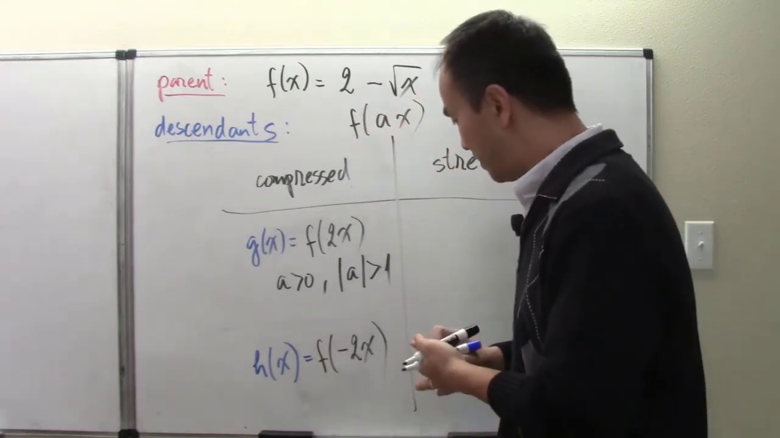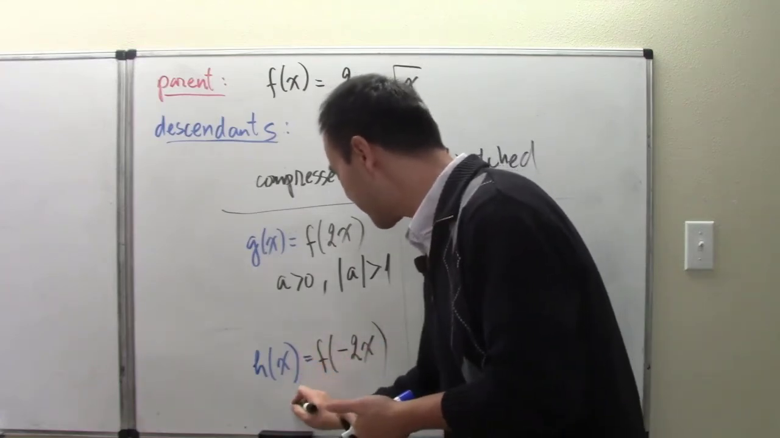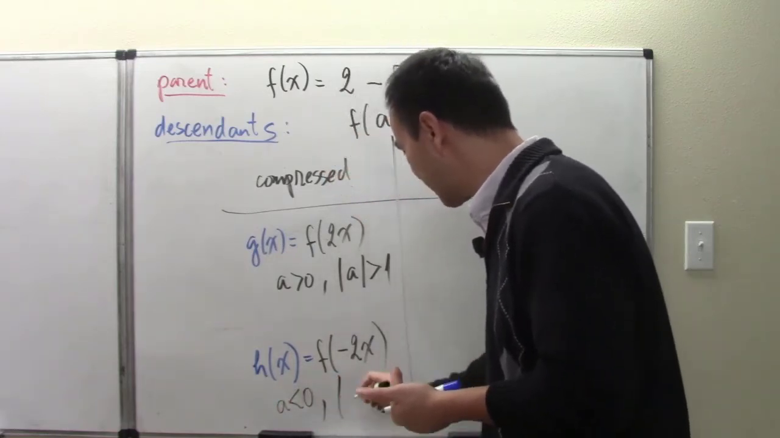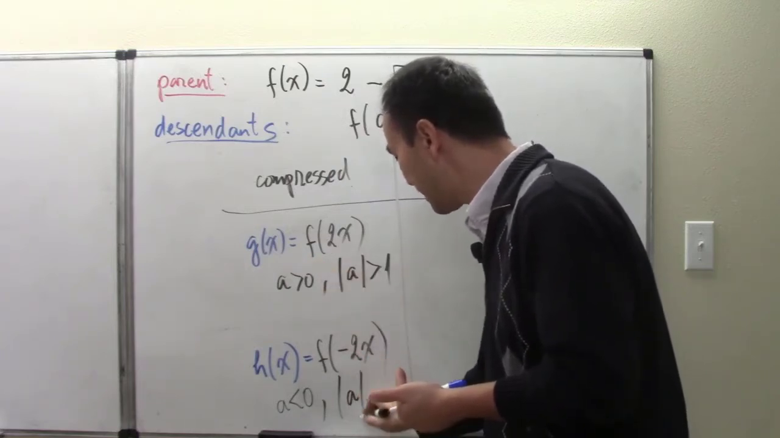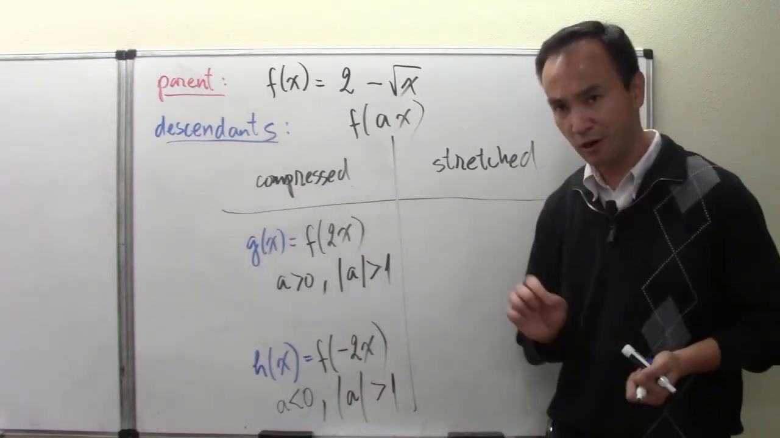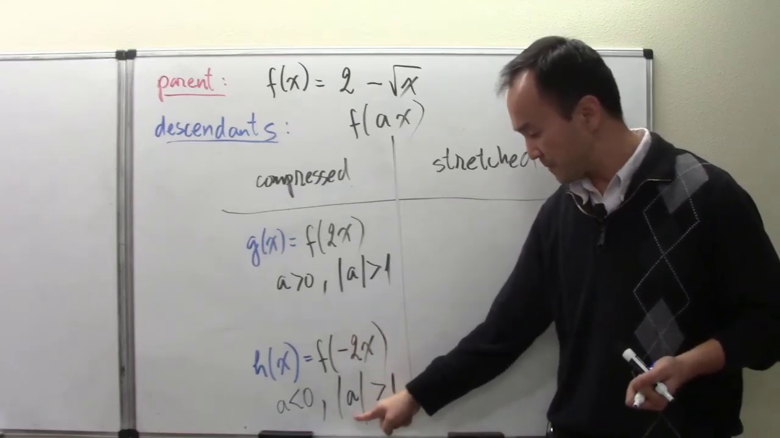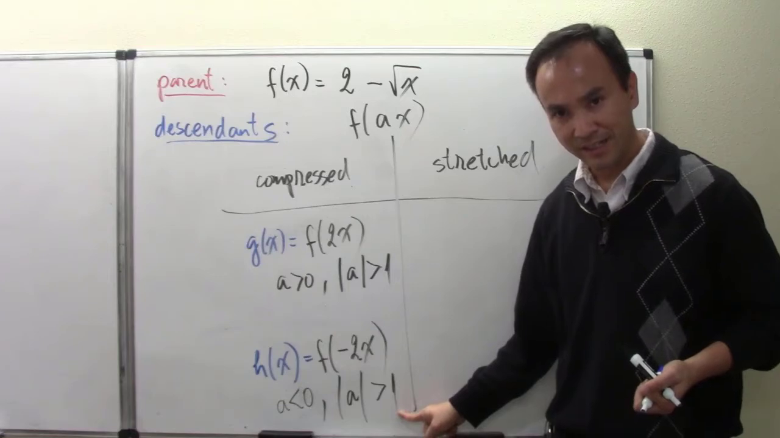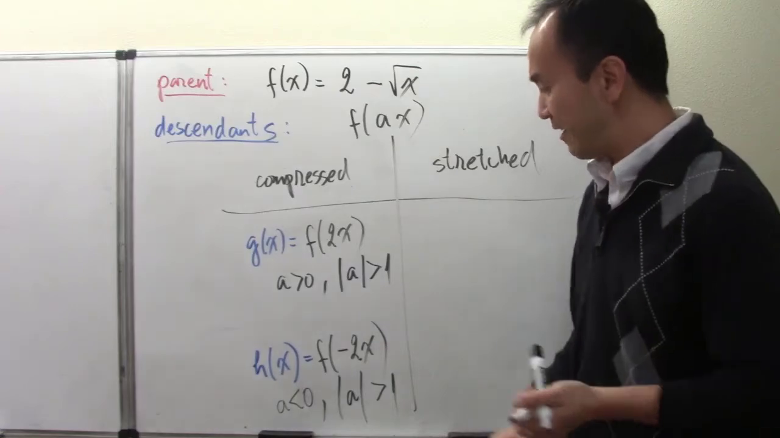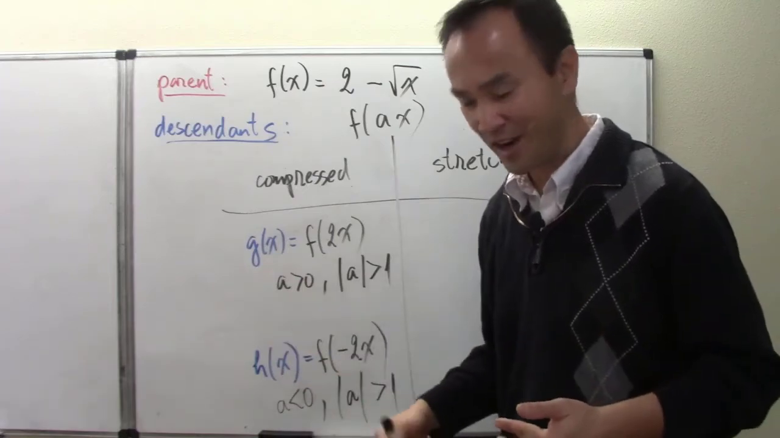Now I see that for h of x, our a value was negative. But here's one thing that's still the same as g of x: the absolute value of a is still greater than 1. You can always pause the video and double check this. Minus 2, absolute value is 2, still greater than 1. So that's one common thing between g and h, these two descendants. Both of these are compressed, which is why they're in the same column of my table.